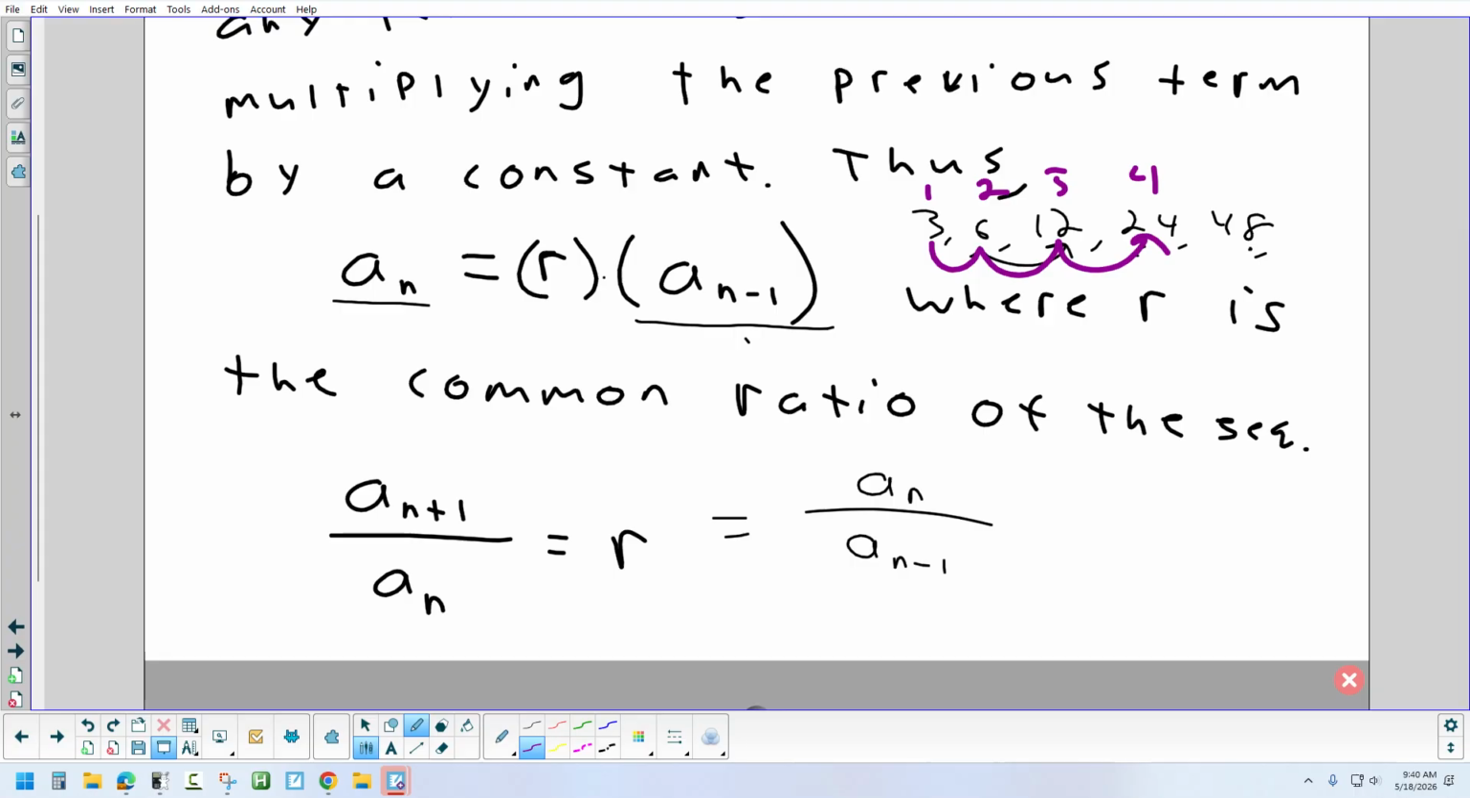So how would we represent multiplying R by itself 1 less than the position we're trying to find? How would you write that down? Multiply R by itself 1 less than the position you're trying to find.